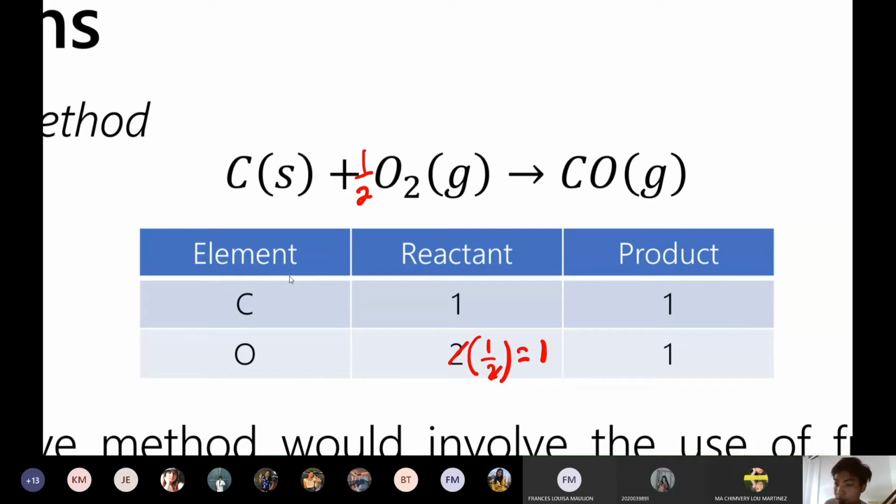We noticed that we just adjusted one formula. That's the only one we placed a coefficient on. Then we ended up with a balanced equation. So that's a technique you can use. Usually, we place the fractions beside the oxygen atom, the oxygen molecule.